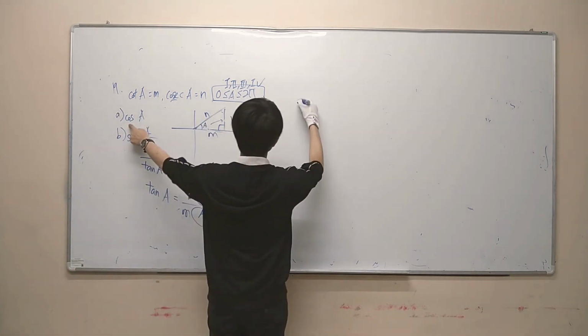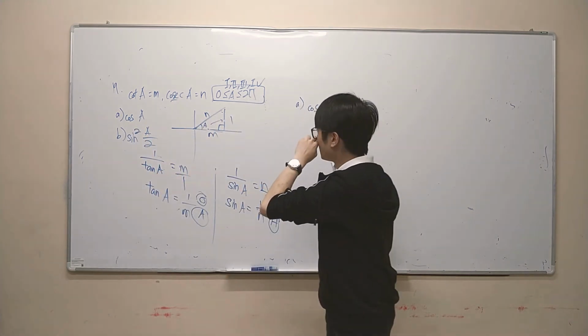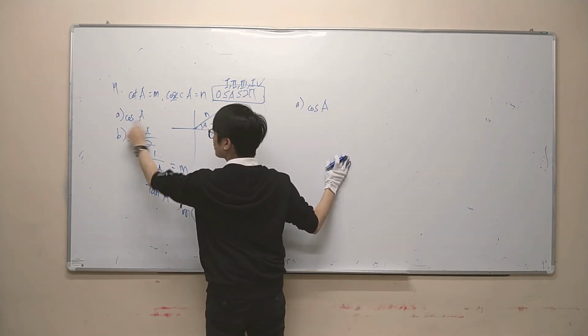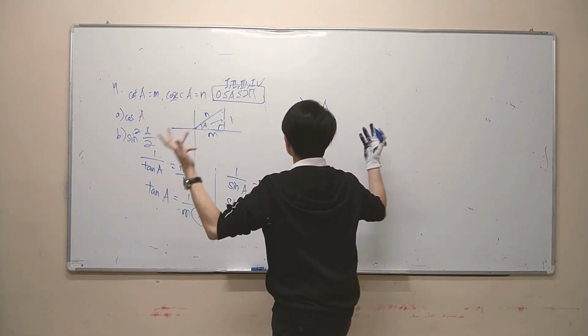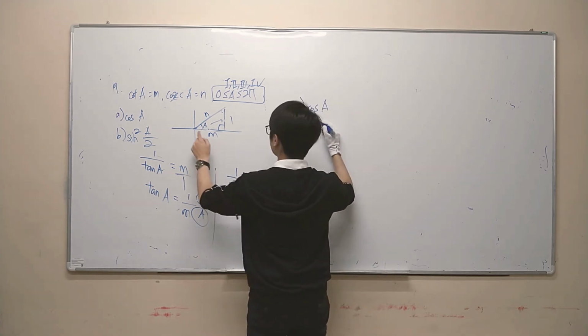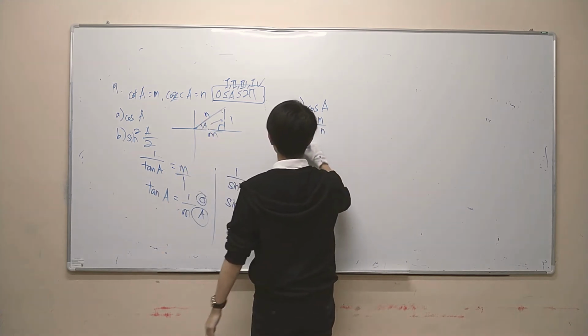Okay, now after we draw, we can do A now. Remember, always draw. Always draw. You all cannot do because you all don't draw. You all just look here, and then you look at cos A, and then you blank already. Don't know what to do. Right? So how to find cos? Adjacent over hypotenuse. So adjacent is m. Hypotenuse is n. So, done already.